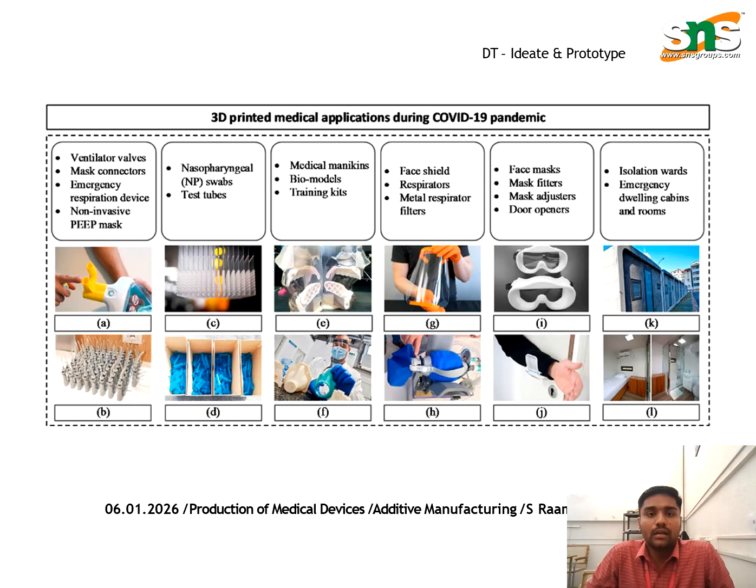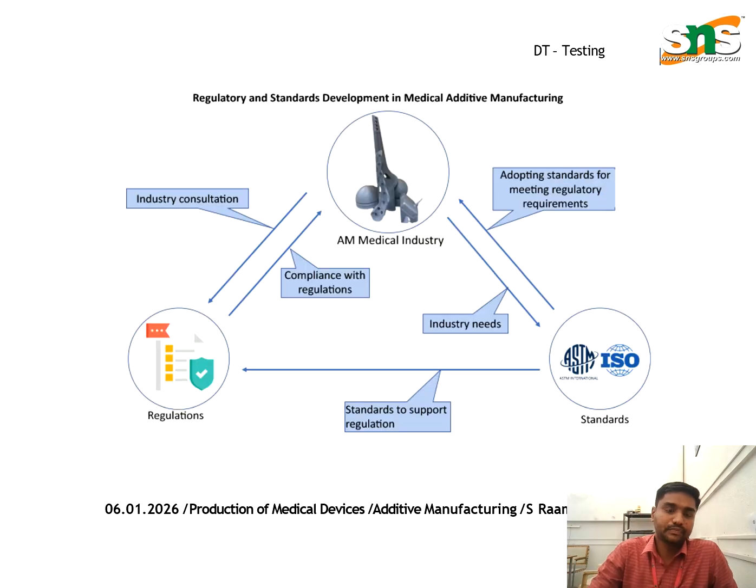Second, what are the products which were developed in the COVID pandemic? The first products were ventilators, valves, mask connectors, emergency respiration devices, and non-invasive PEEP masks. These components were printed using a 3D printer in the emergency case within a short span of time. This is how COVID patients were supported using additive manufacturing, where the product was carried out in every stage, every process, and checked properly according to medical standards.